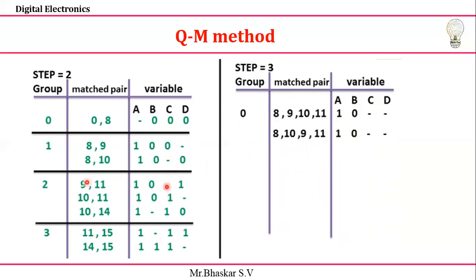You're looking for 9 and 11. So 1 0 is there, and this bit changes. Directly I can take 8 10 9 11, directly take 1 0, and it is dash dash. Because this bit is changing, I'm going to take it as a dash. Okay, so the first group with respect to the second group is over. Is anything else there? No, already involved. Then I'll go for the next case.